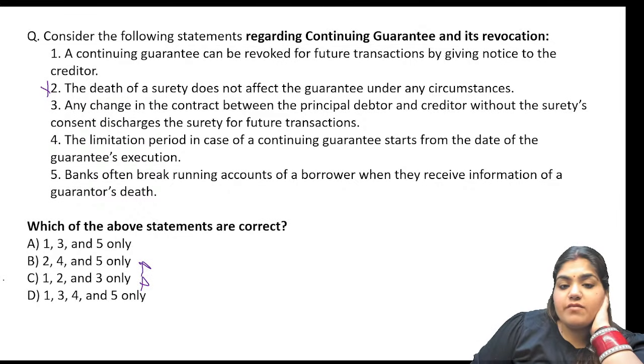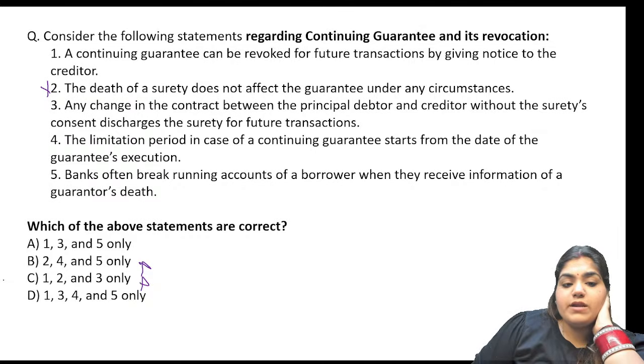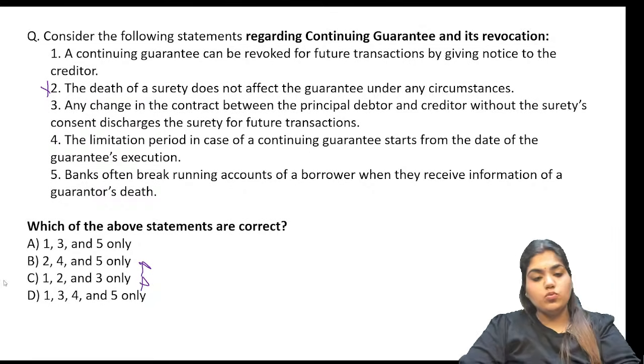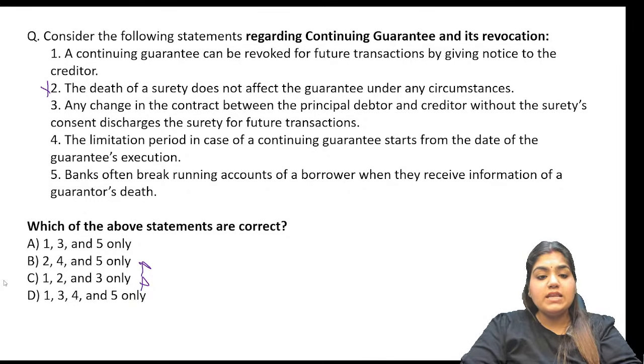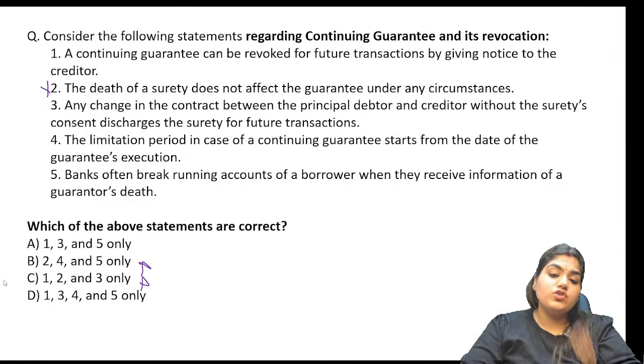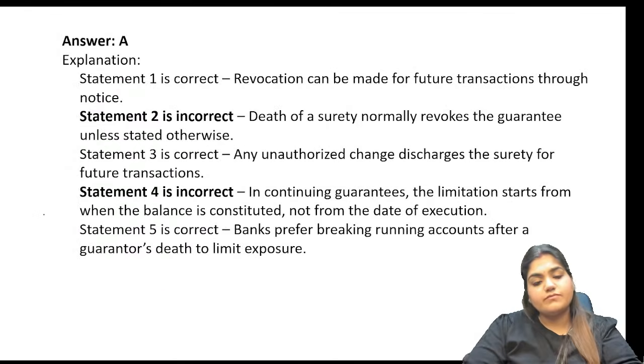Any change in the contract between the debtor and the creditor without the surety's consent discharges the surety for future transaction. Yes, it does. You do not tell the surety. Now the surety is not liable. Fourth, the limitation period in the case of continuing guarantee starts from the date of the guarantee's execution. No. Statement number 4 is incorrect. In the continuing guarantee, the limitation period starts from when the balance is constituted, not from the date of execution. Fourth is also incorrect. The moment fourth gets incorrect, we get A as the correct answer.